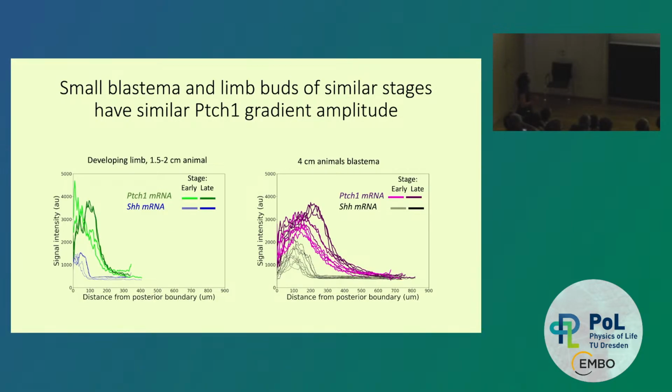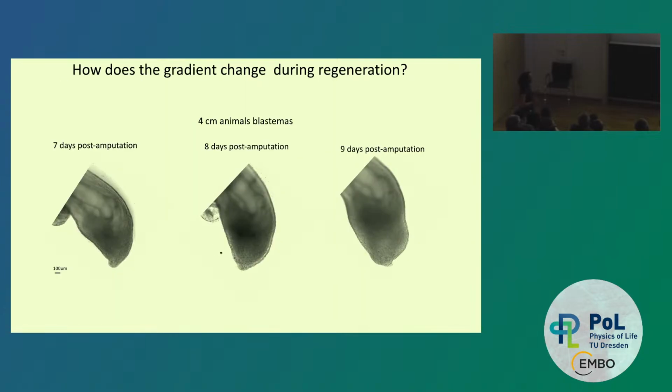And what's interesting for us is that comparing in these stages where the signaling is scaling, when he compares the data, he seems to see that the amplitude of the patched mRNA is similar between small and large animals, as well as the sonic hedgehog. So, of course, he needed to know whether this situation is changing over time.